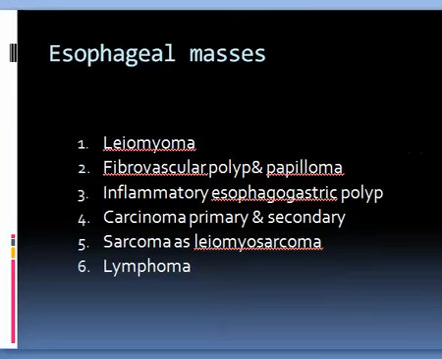Esophageal masses could be leiomyoma, fibrovascular polyp and papilloma, could be inflammatory, carcinoma, primary or extension, secondary, sarcoma such as leiomyosarcoma, and last is lymphoma.